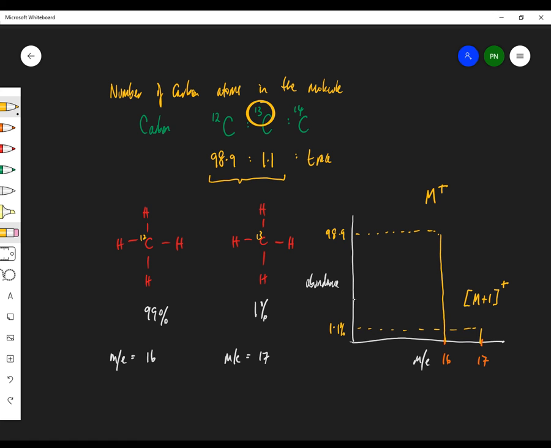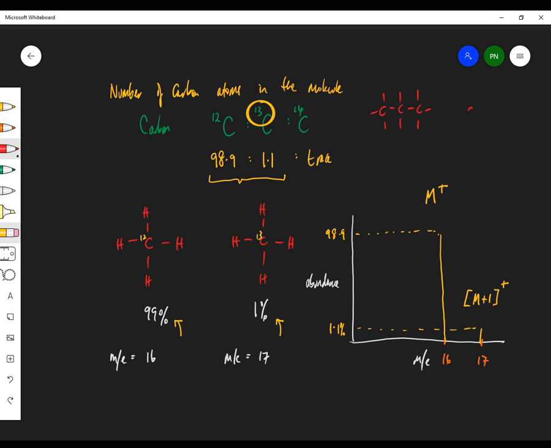So what are the chances of a carbon 13 being in the molecule? About 1.1%. And what is the percentage of carbon 12 being in it? About 99%. So we'll get this particular ratio between the M plus 1 and the M peak. But now let's change it to a longer molecule. Let's have a look at propane.